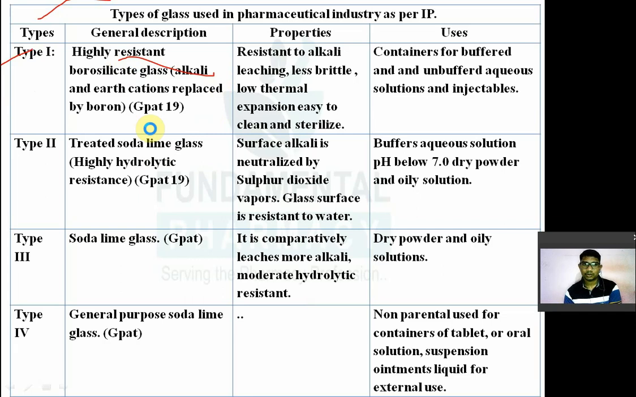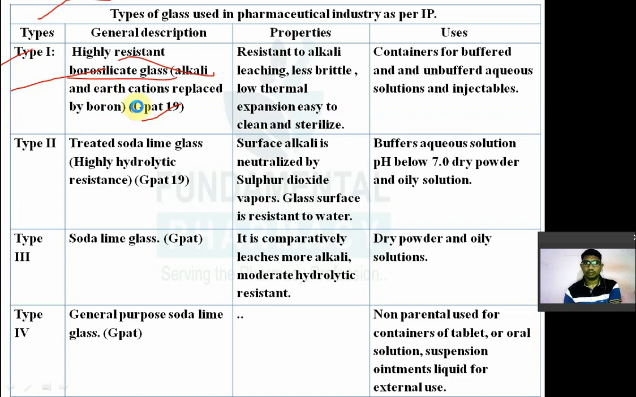So GPAT 2019. Type 1 glass is nothing but the highly resistant borosilicate glass. Direct question था. Type 1 glass is known as highly resistant borosilicate. GPAT 2009. So it is made up of alkali and earth cations which are replaced by boron. Okay, so borosilicate glass. So other cations like your sodium and all that are replaced by boron in the type first. Type first is known as the highly resistant borosilicate glass. I am repeating it again and again because it is important.